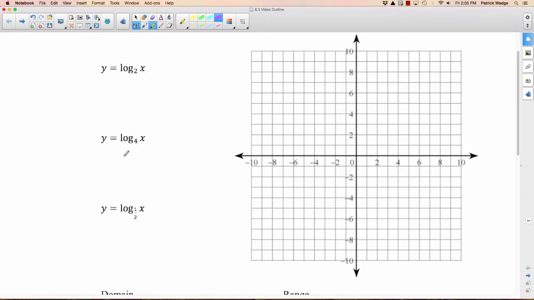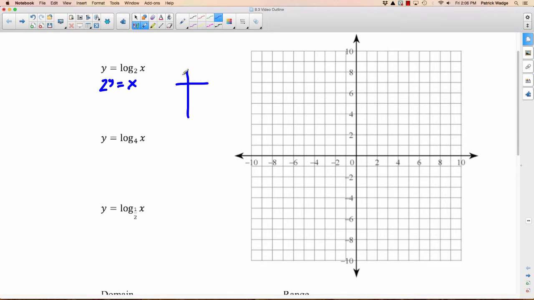The only thing different with all these functions, as you can see, is the base. We've got a base of 2, 4, and 1/2. So let's do that. Once you get good at this, you can graph these right away, but for now, you might be having trouble with that. So what you'd probably want to do is change this to exponential form. Remember, this would be 2 to the y equals x.